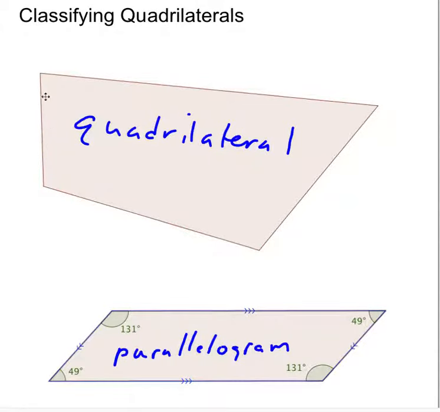So what I first have is just a generic quadrilateral. This particular one is not a parallelogram. It's just a four-sided polygon. It's basically a scalene quadrilateral. None of the side lengths are the same. None of the angles are the same. So the best we could name that is a quadrilateral.